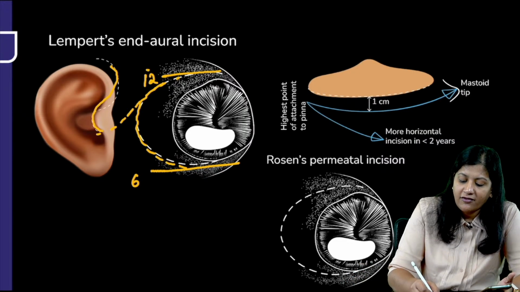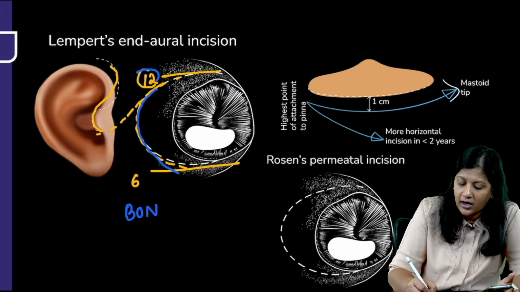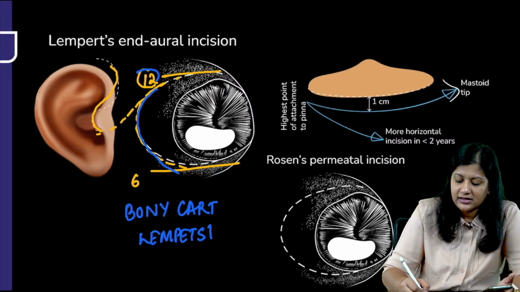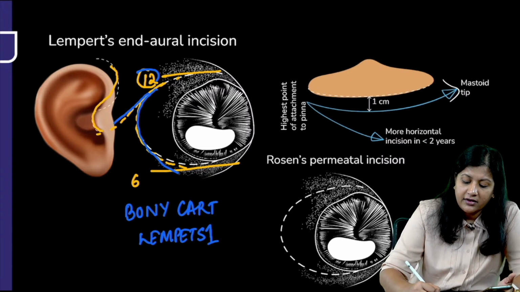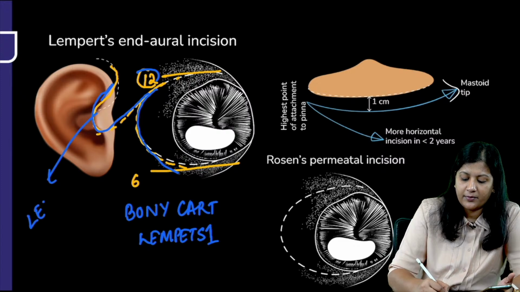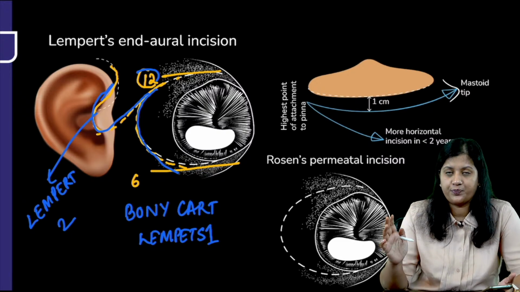So, if you have only this part of the incision, 12 o'clock to 6 o'clock at bony cartilaginous junction, it is going to be your Lempert's 1. But if you extend this incision up to the level of incisura terminalis, then you will call it as Lempert's 2. So, the same incision extending up to incisura terminalis, it is Lempert's 2. Okay.